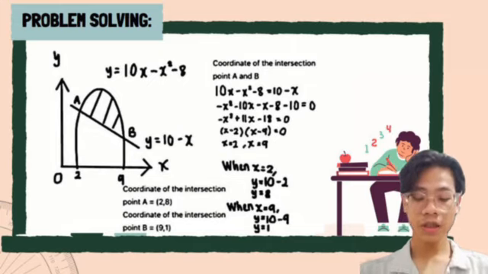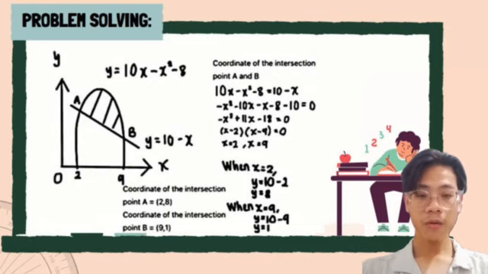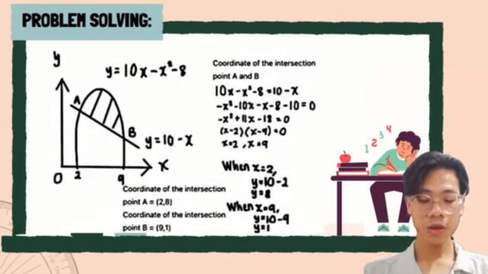First, we need to calculate the intersection of point A and point B. With the given y's, we can use them to calculate x. First, y1 equals y2, and we get 10x minus x squared minus 8 equals 10 minus x. Simplify it and we get minus x squared plus 11x minus 18 equals 0. Factorize it and we get (x minus 2)(x minus 9) equals 0. So the first x is 2 and the second x is 9.